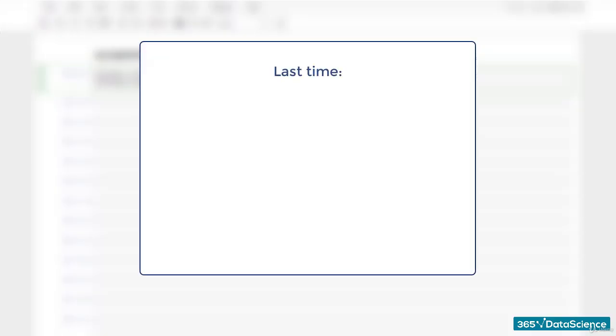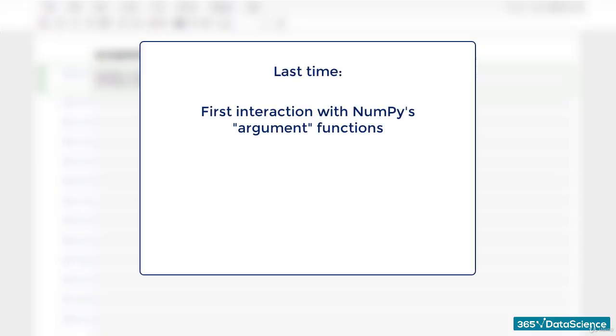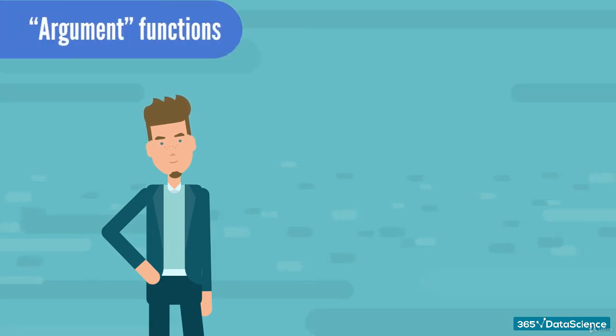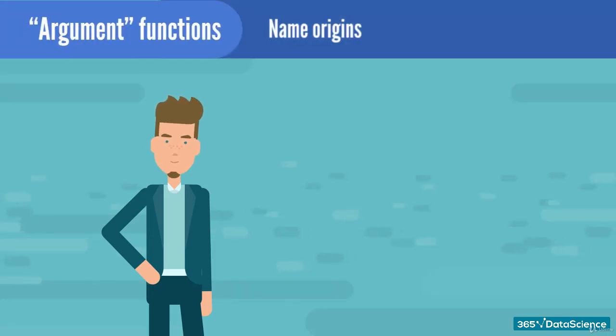Right. Last time we had our first interaction with NumPy's argument functions, and in this lecture, we'll continue the trend. We'll examine the argwhere function and discuss its syntax, its outputs, and some of its applications. Before all of that, though, it's time we discuss where the argument part of the names of these functions originates.